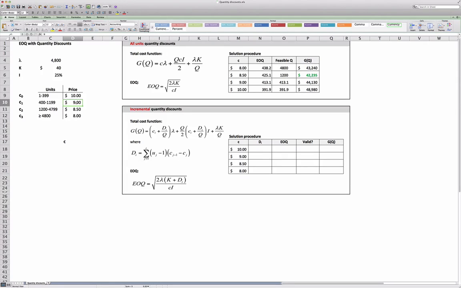Now, if we conversely assumed an incremental quantity discount schedule, we would have to pay $10 per unit for the first 399 units in our order of 500 units, and the discount of $1 per unit would apply for all those units that are in excess of 399 units. Or more specifically, we would have to pay 399 times $10 plus 100 times $9.